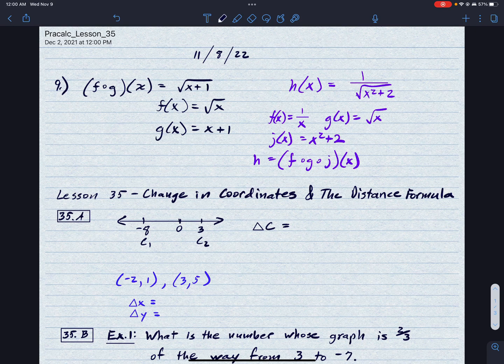Okay, welcome to a video on lesson 35, and the topics are change in coordinates and the distance formula. However, before we jump into that, I have discovered that in one of our previous lessons, I failed to go over a topic called decomposing functions.